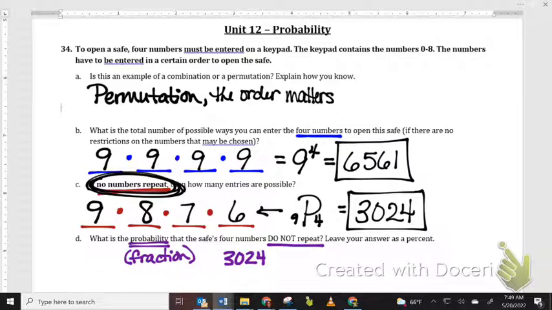3,024 codes that don't have any repeating values, out of all the possible codes that exist, even the ones that do repeat, 6,561. They asked us to write our answer as a percent, so what do I need to do with this? How am I going to turn it into a percent? I need to divide it on my calculator. First thing I need to do is put it into decimal form.